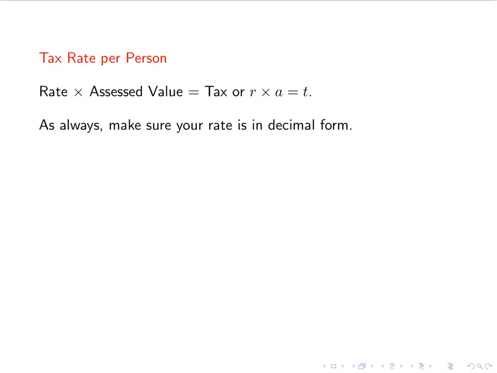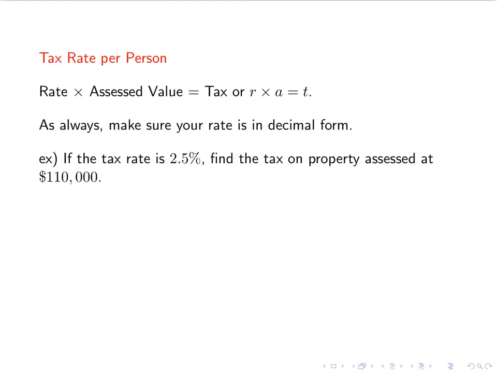And as always, make sure your rate is in the decimal form. So for our first example, if the tax rate is 2.5%, find the tax on property assessed at $110,000. 2.5% becomes 0.025 times the 110,000 equals the tax, which is $2,750.